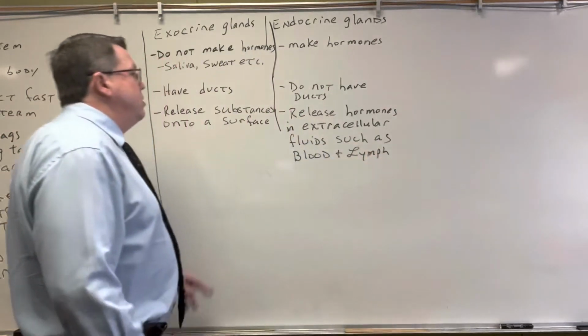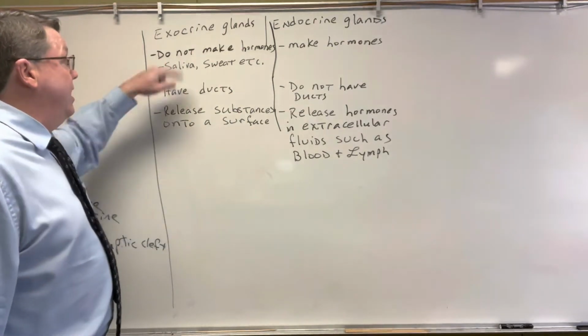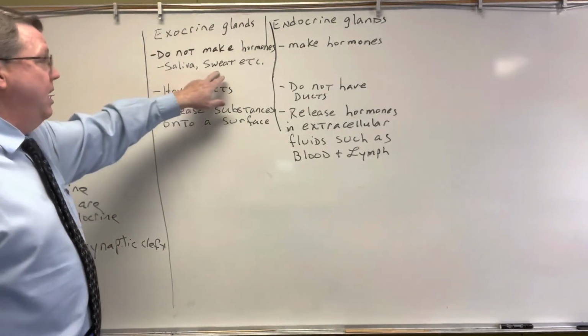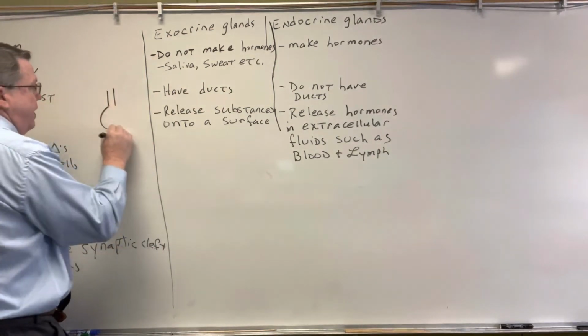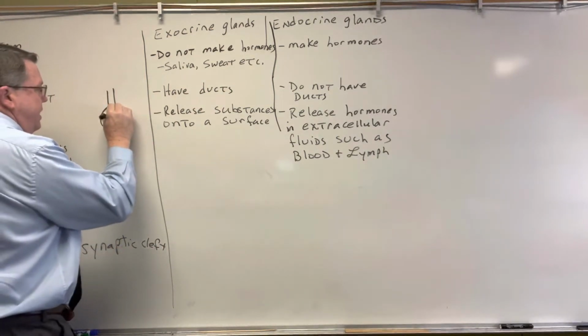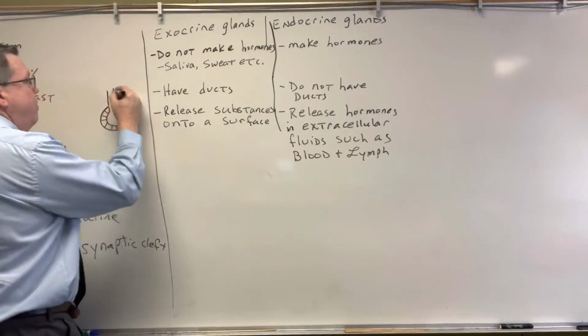Okay? So that's the difference in the different types of glands, right? So exocrine glands are going to be onto a surface, like we said, saliva and sweat and things such as that. What's a duct? So if I was to go like this would be like my gland, right? Let's say like this is my sweat gland.